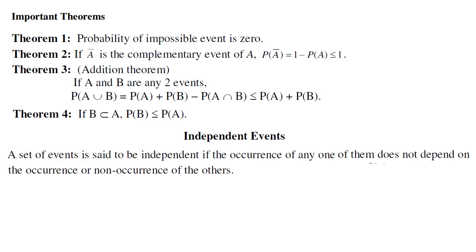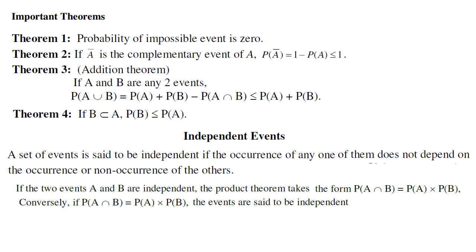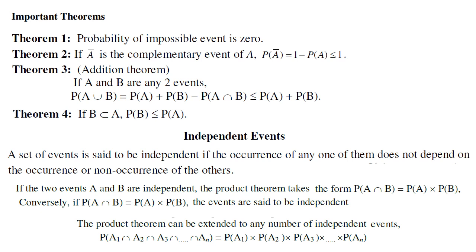Independent events. A set of events is said to be independent if the occurrence of any one of them does not depend on the occurrence or non-occurrence of others. If two events A and B are independent, the product theorem takes the form P of A intersection B, which is going to be equal to the product of P of A and P of B. Conversely, if P of A intersection B is the product of the probabilities P of A and P of B, then the events are said to be independent. So this product theorem can also be extended to any number of independent events in this form.